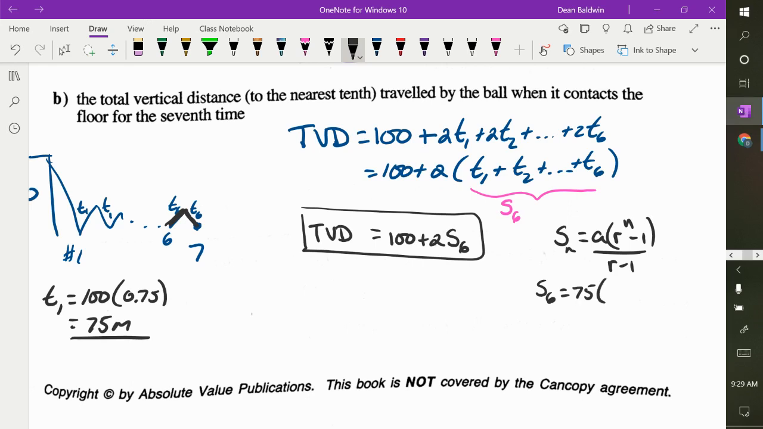Your R value is 0.75 to the N, which is 6, minus 1, over 0.75 minus 1. All right, calculator time, people.